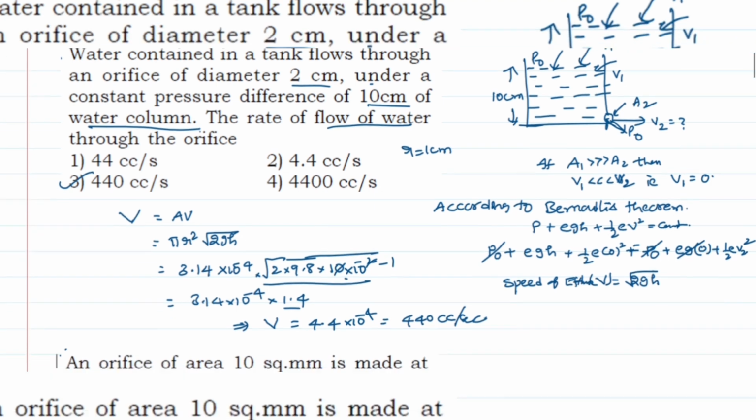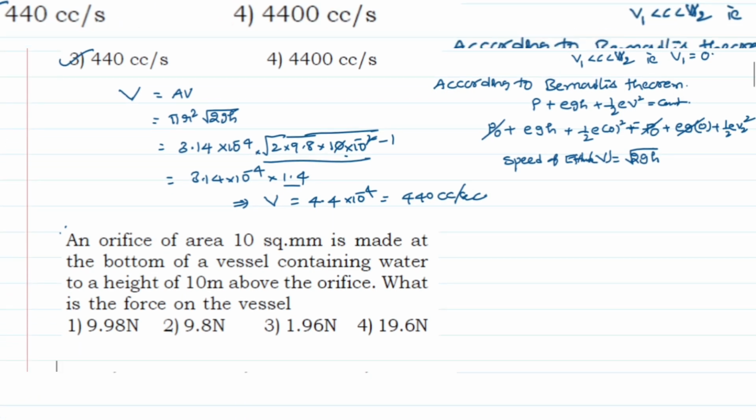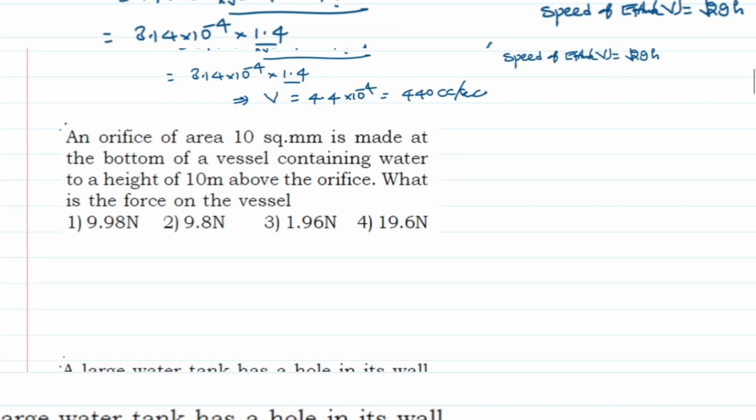Let us look at the next question. An orifice of area 10 square millimeter is made at the bottom of a vessel containing water. The area of the orifice is A equal to 10 square millimeter, which is 10 into 10 power minus 6 meter square, since 1 millimeter equals 10 power minus 3 meter. The vessel contains water to a height of 10 meter above the orifice, it is given.